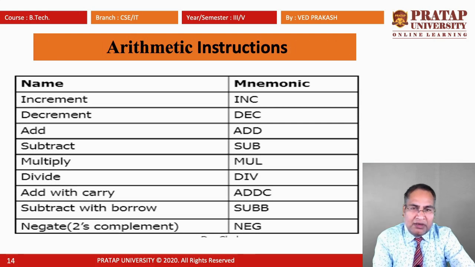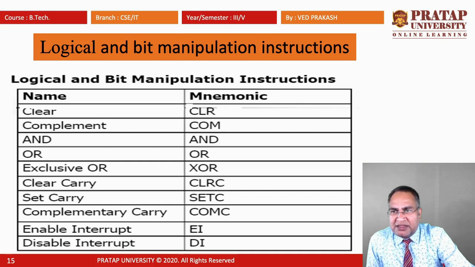These are the examples of arithmetic instructions. Next is logical and bit manipulation instructions. These are those instructions which are basically used for logical operations like clear, complement, AND, OR, exclusive OR, clear carry, set carry, complement carry, enable interrupt, disable interrupt. These are the examples of logical and bit manipulation instructions.